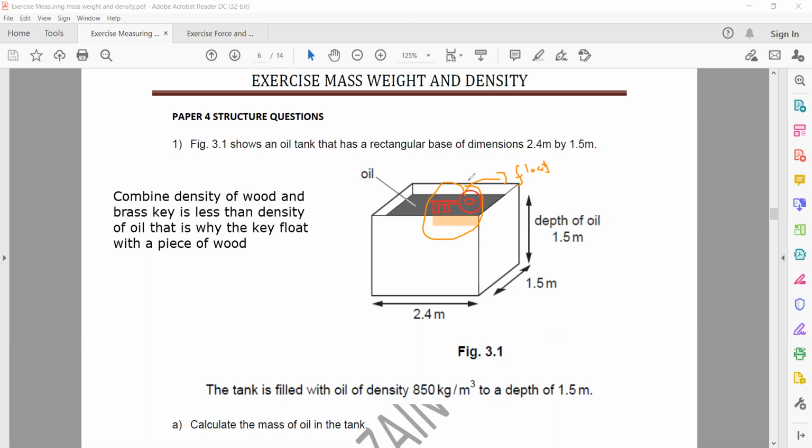So when a key is placed with a piece of wood, the combined density, the total density of the key and the wood, is less than the density of the oil. That's why it is floating.